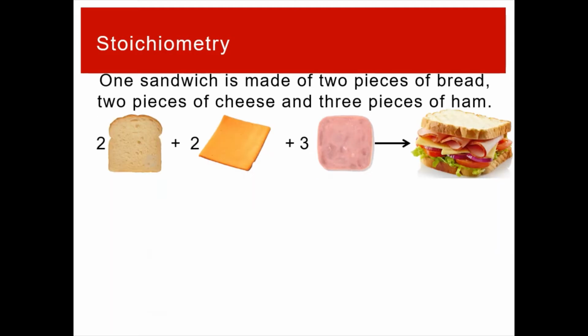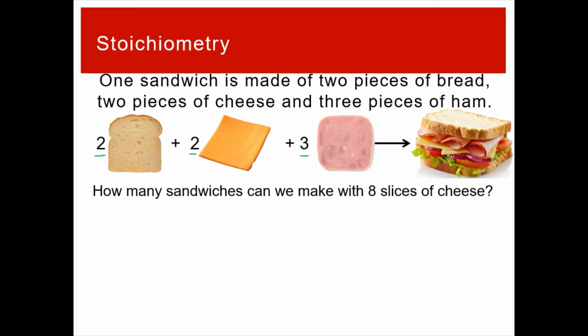I can condense that representation by using some coefficients. So I can say 2 times the pieces of bread, 2 times the pieces of cheese, 3 times the pieces of ham. What I can then ask is, how many sandwiches can I make from a certain amount of ingredients that I have?